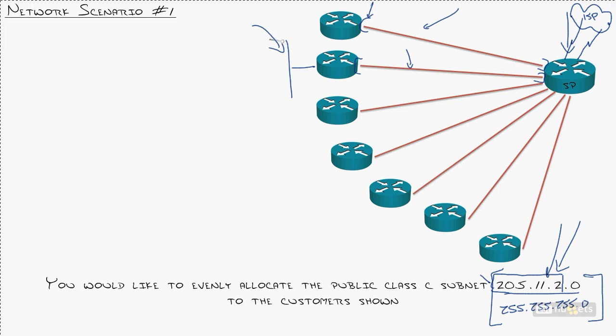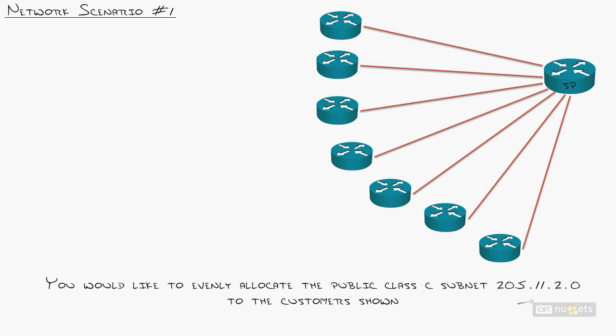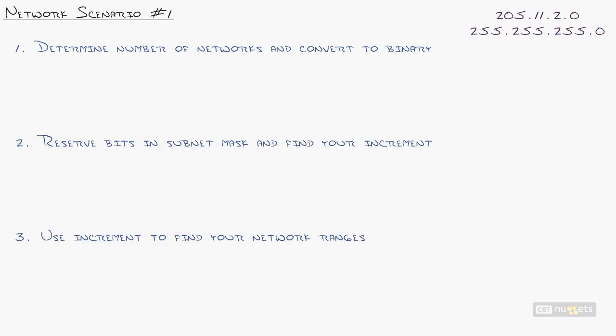Regardless, the result is the same. We want to take one network and break it into 1, 2, 3, 4, 5, 6, 7 different networks. So here's the process. Step 1. Determine, and actually, hang on, let me pause it. I'll write it up and then I'll come back. Well, let me take this to a slide of its own.